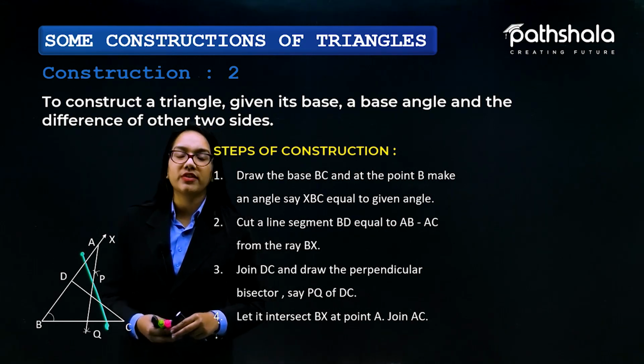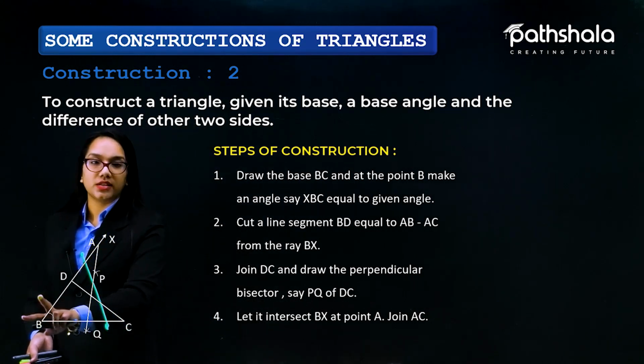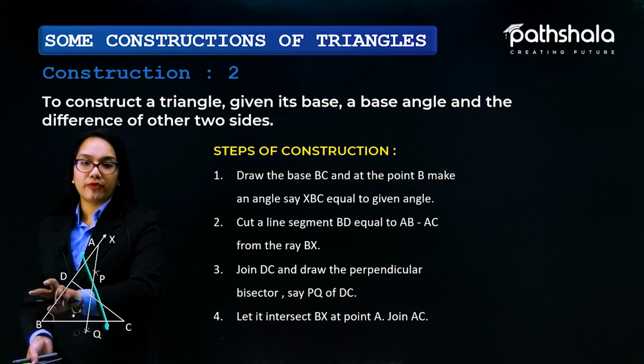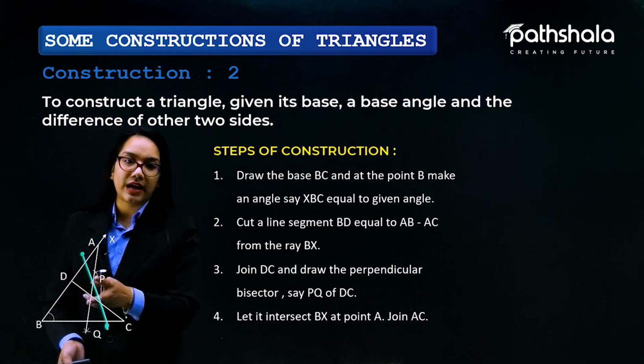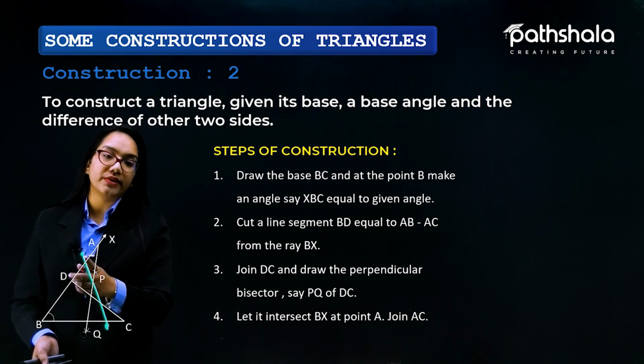Now let us prove how BD is equal to AB minus AC. First of all, we can see that this PQ, or we can say this point A, is actually lying on the perpendicular bisector.